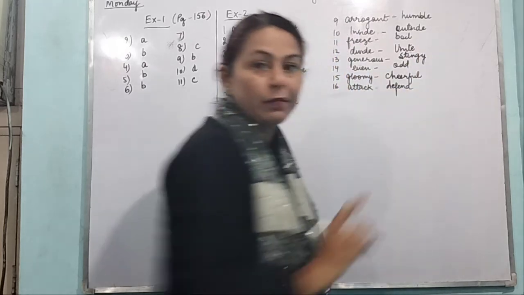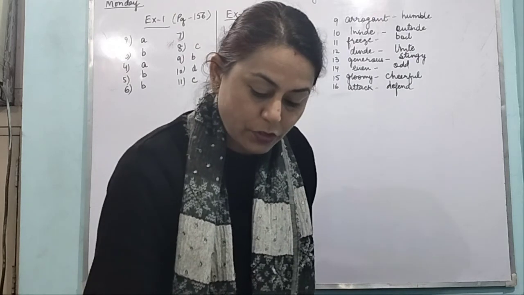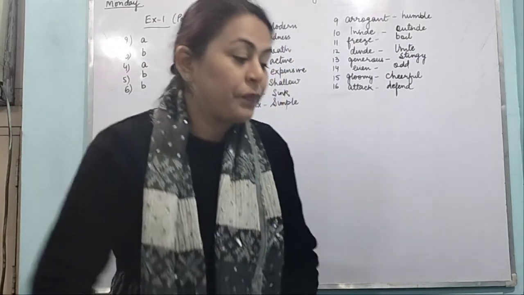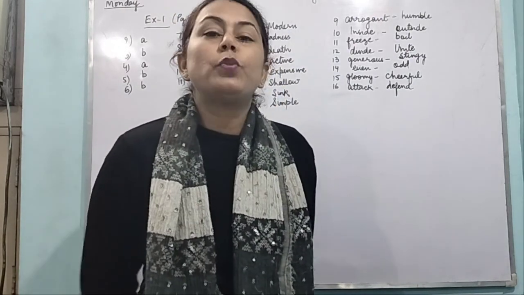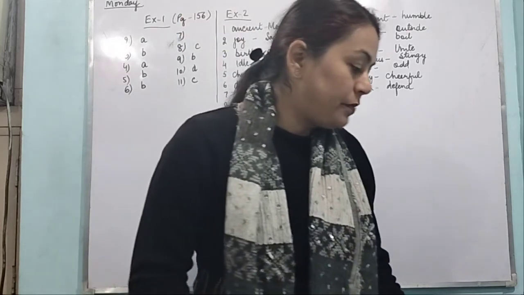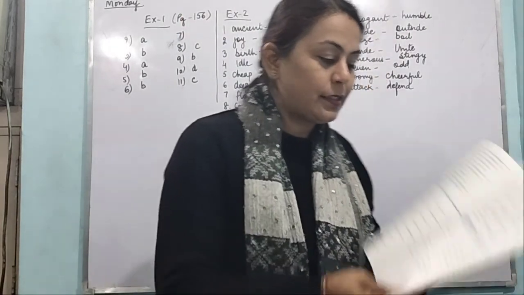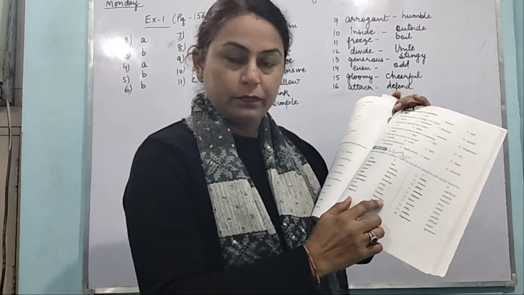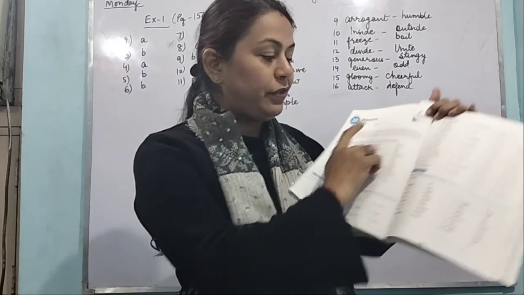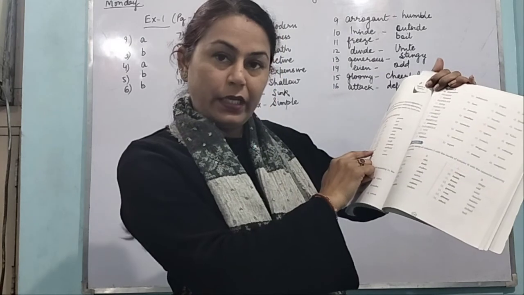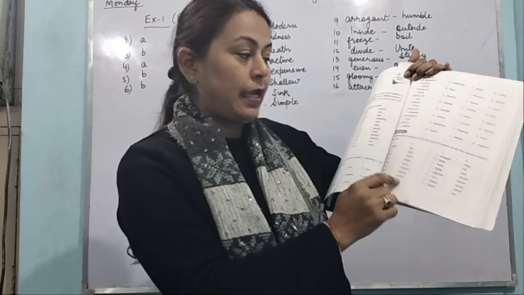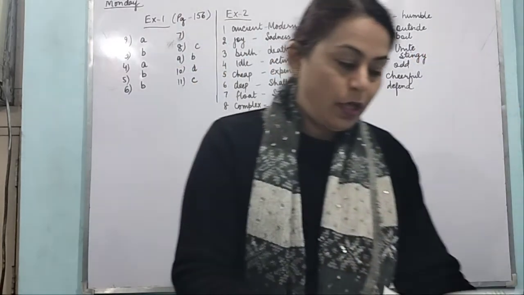So with this we have completed our chapter on antonyms and synonyms. So all of you write down the definitions, write 20 examples, and in synonyms you have to do this exercise in your notebook. And in antonyms, write the definition and do this, write 20 examples and this exercise in your notebook. I hope it is clear.